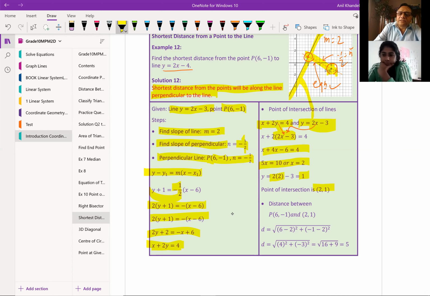Now you can find the distance using the distance formula. Substitute x1, x2, y1, y2, get your distance, which comes out to be 5 units in this particular case. Wait, what exactly are we finding? Shortest distance. From the graph.